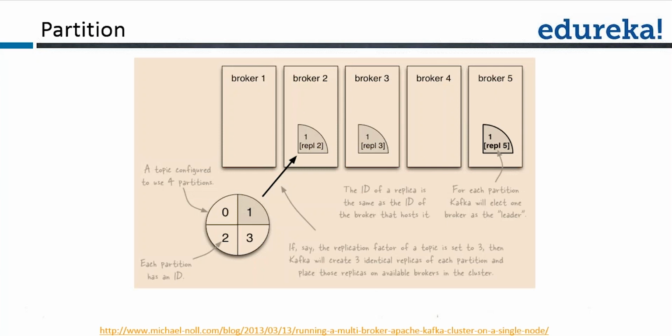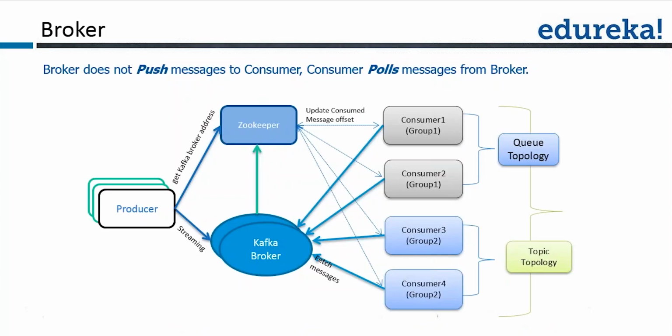If one of the brokers is going down, whatever data was available on that broker is also going down, meaning the data is not available for the consumer. So to avoid this, and to add more data reliability and durability, they started creating replication of the partitions. The same partition is replicated on multiple brokers. So in case one of the brokers goes down, you still have other brokers available from where your consumer can consume the messages. The broker does not push messages to the consumer; the consumer pulls messages from the broker.